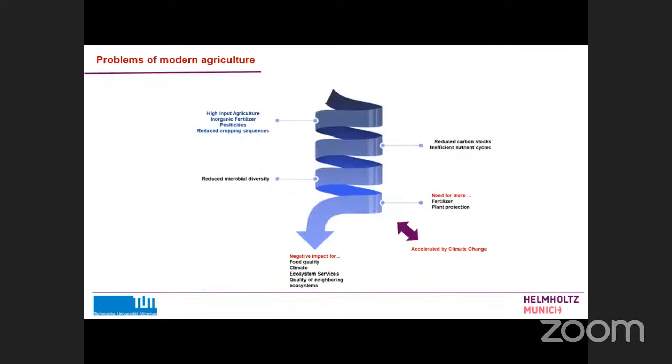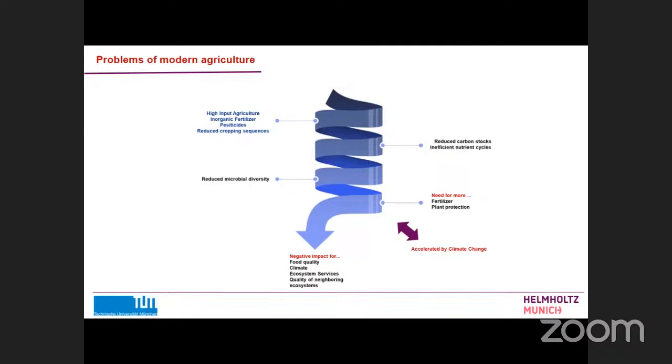So the problem of modern agriculture, I think, is very obvious. We have the need to produce high quality crops. We have the need to have high yields. And this is why the farmers use inorganic fertilizers. They use pesticides. They use very reduced cropping sequences. This leads to reduced carbon stocks in the soil. And subsequently, you get a reduction in biodiversity, and you have to apply more fertilizers. You have to apply more pesticides. So this always gets more negative, negative, negative.